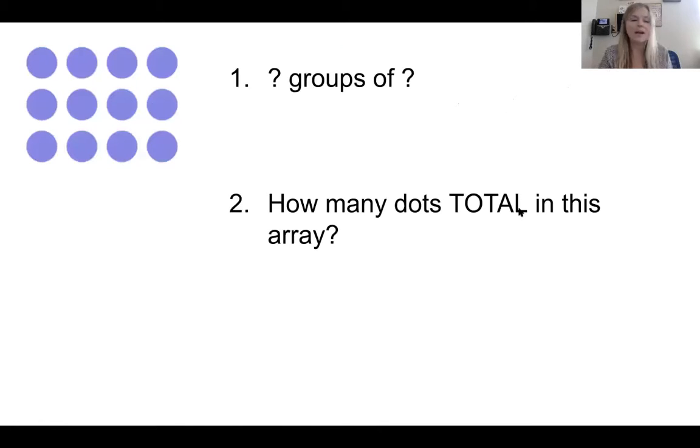This next one I'm not going to give you the answer to. Blank groups of blank. How many groups with how many circles in each? I want you to answer that, and then I want you to answer how many dots total are in this array. Go ahead and pause to solve. When you are done, you have to send me a picture in my inbox of your work.